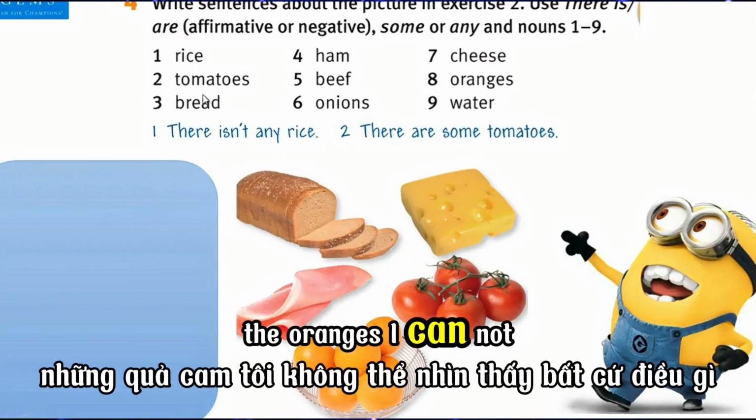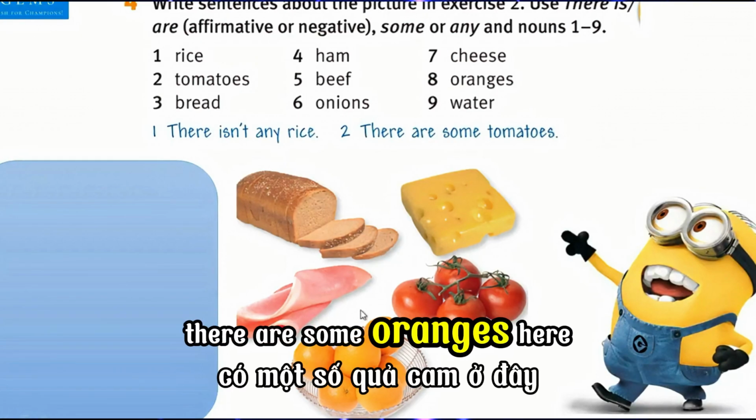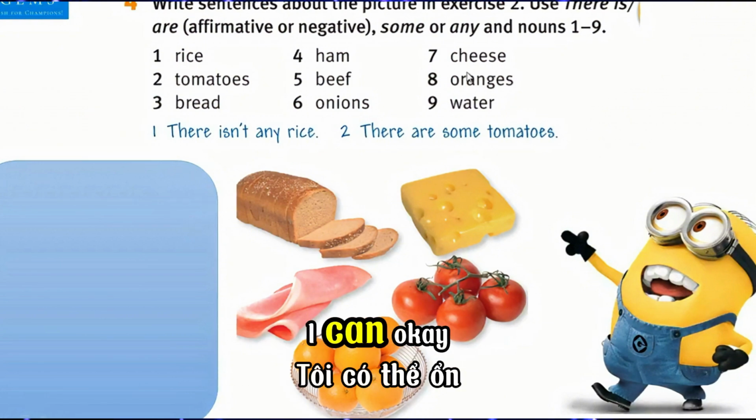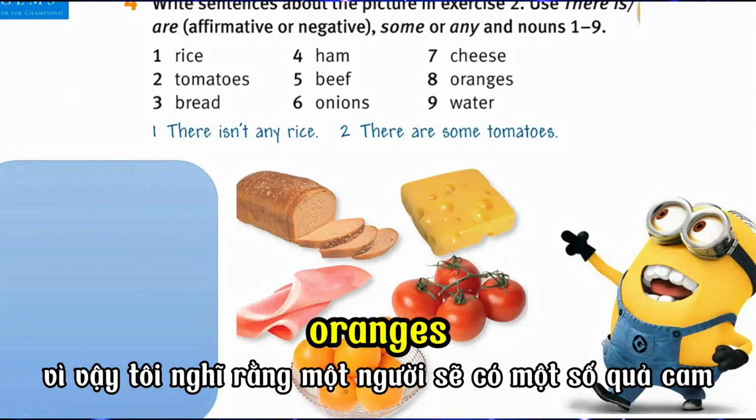The oranges I cannot see any. Over here? There are some oranges here. Can you see it? Yes, I can. Okay, so I think that one would be there are some oranges.